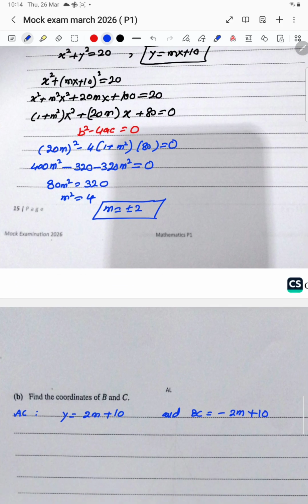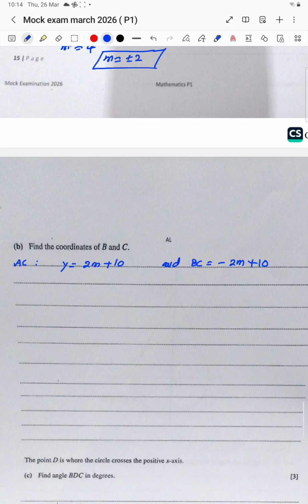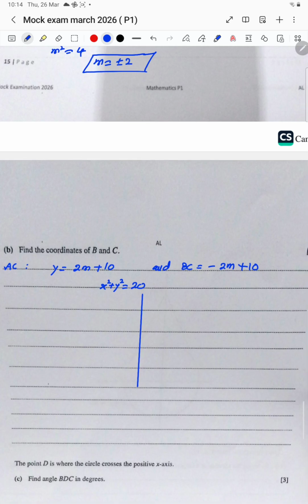Okay, so now the equation of the circle is what? x square plus y square is equal to 20, as given, so we need to solve this simultaneously. When we replace it, x square plus 10 minus 2x, or you can say plus 2x, y equal to mx plus 10 plus 2x, 2x square. Okay, so the tangents are this, with m.